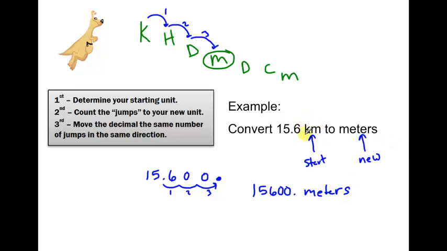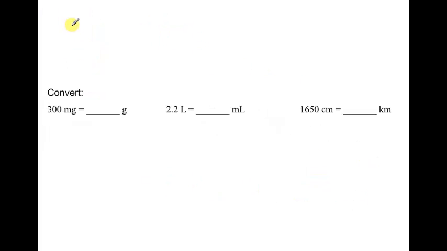All right, so I determined my starting unit. I went to my chart and I counted how many jumps from my starting unit of kilometers to my ending unit, the one I want, which was meters, and I moved that decimal point the same number of jumps in the same direction to get my answer. Let's try it with a couple more. All right, now definitely we need to have our little acronym here, so let's get it down again. That's kangaroos hopping down mountains, drinking chocolate milk, or kilo, hecto, deca, your main unit, deci, centi, and milli.